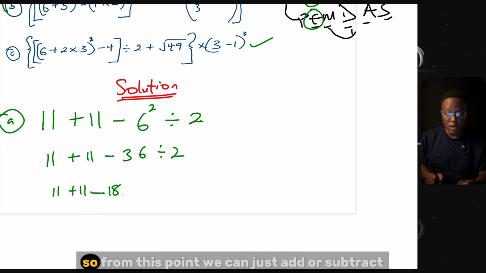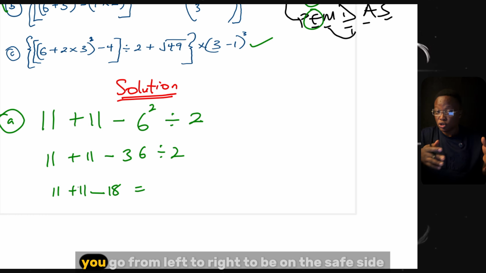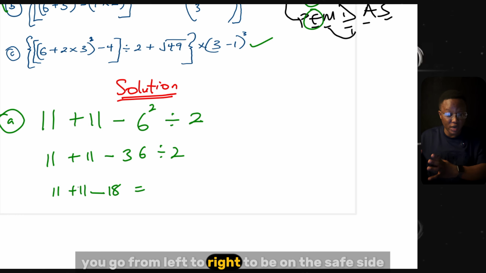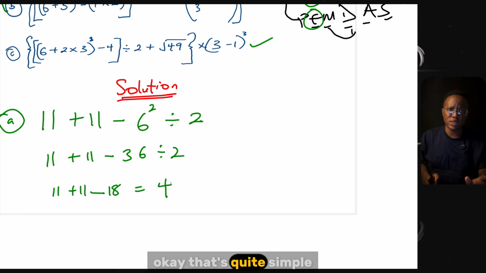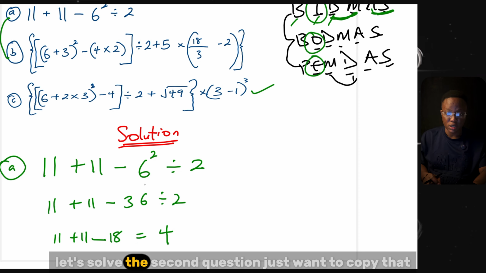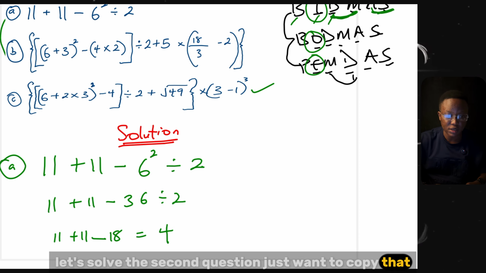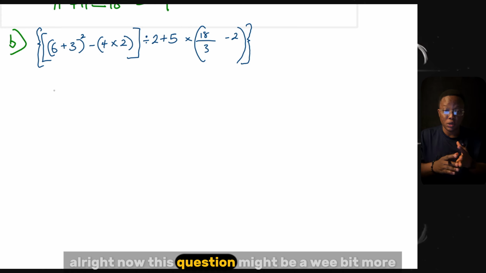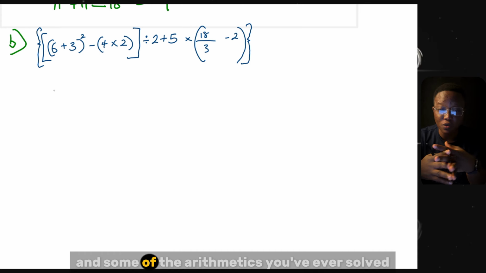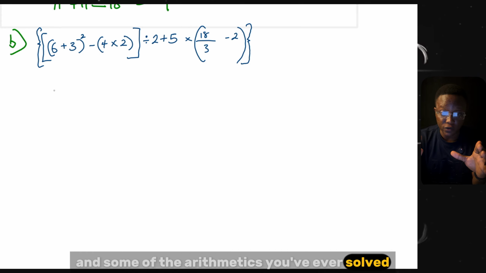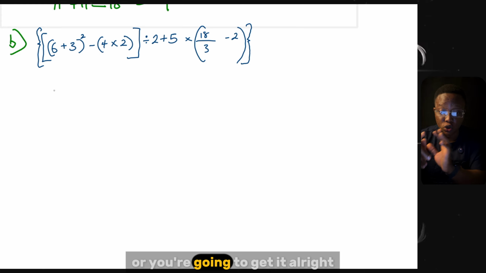Okay. So from this point, we can just add and subtract. As I said, you go from left to right to be on the safe side. So 11 plus 11 is 22, minus 18, that is 4. Okay? That's quite simple. Let's solve the second question. Just want to copy that. All right. Now this question might be a wee bit more complicated than some of the arithmetic you've ever solved. But we're going to take it step by step, and you're going to get it.